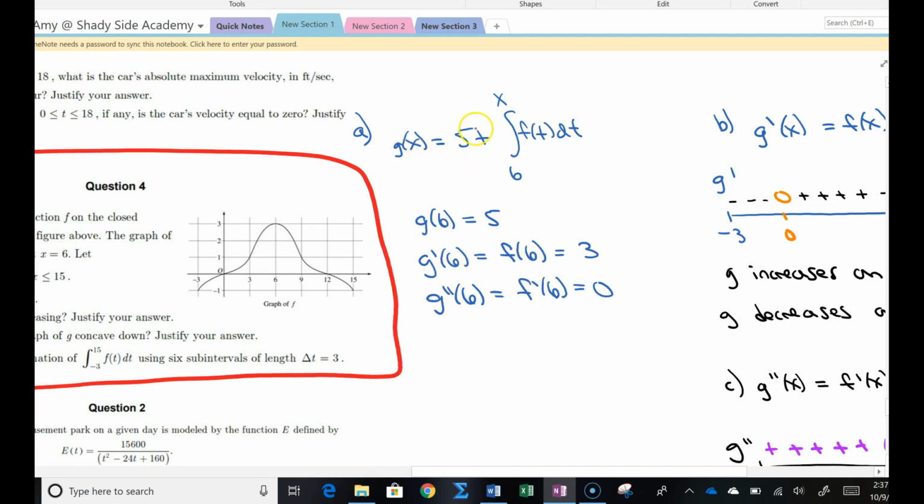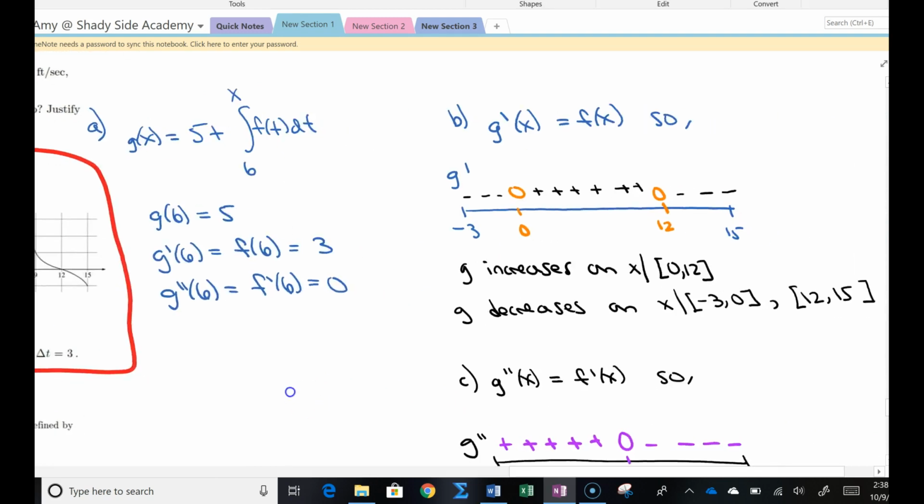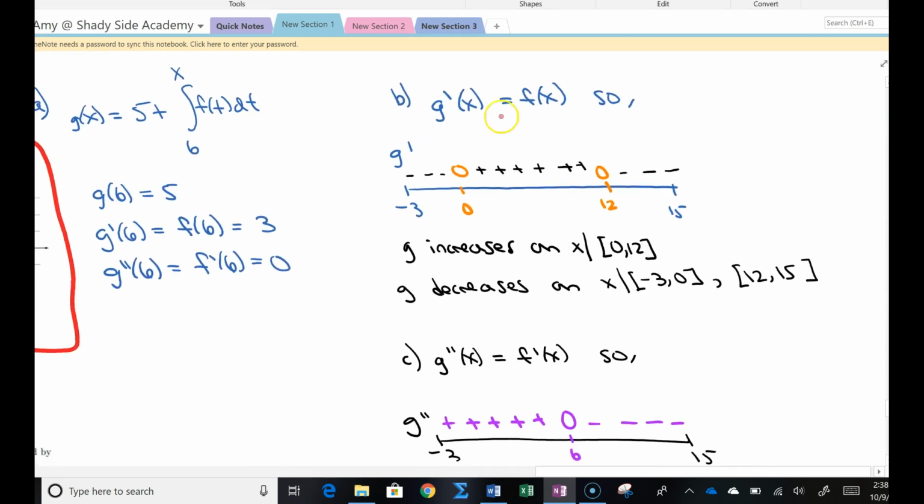And once again, when I take the derivative with respect to x of g, I'm taking d by dx of this expression. d by dx of this constant will equal 0, and d by dx of this integral will equal just f of x. So g prime of 6 equals f of 6, which equals 3. g double prime of 6 equals f prime of 6, which equals 0, because at x equals 6 there is a point of horizontal tangency.